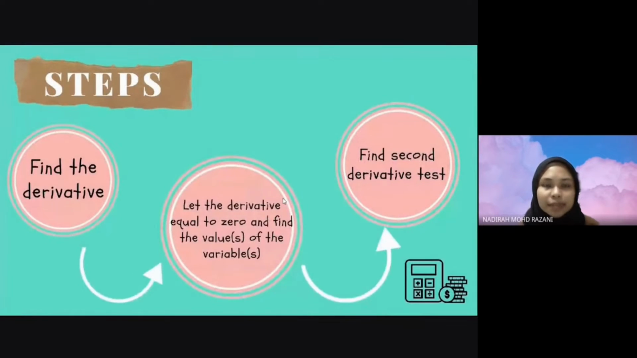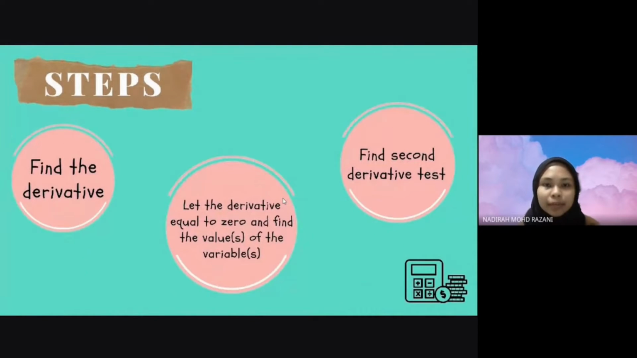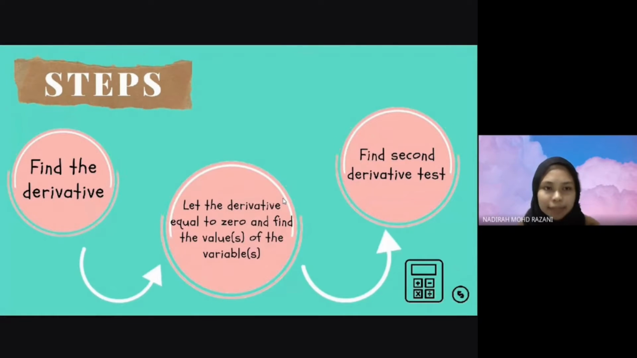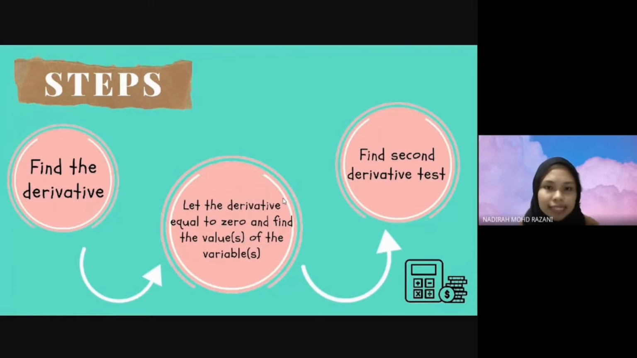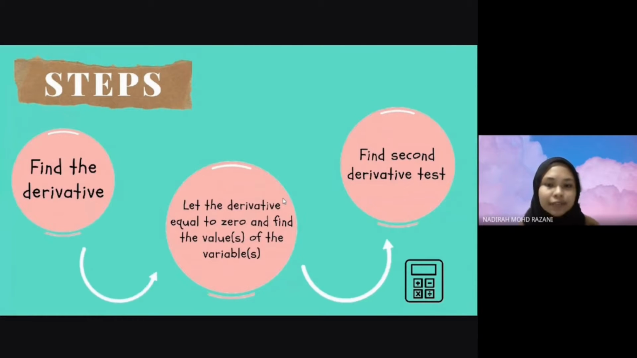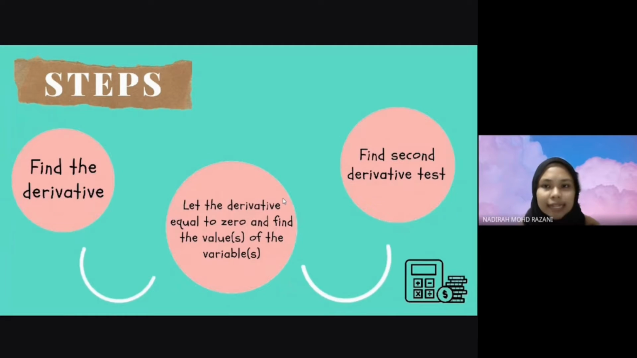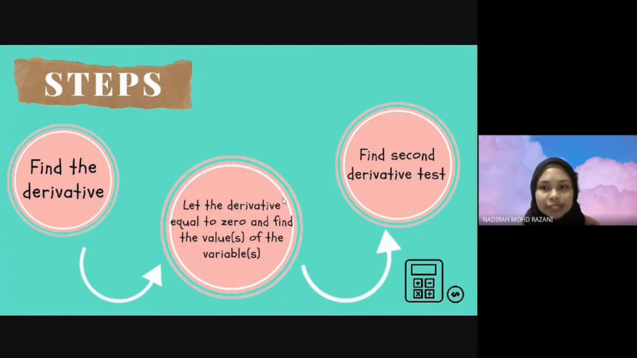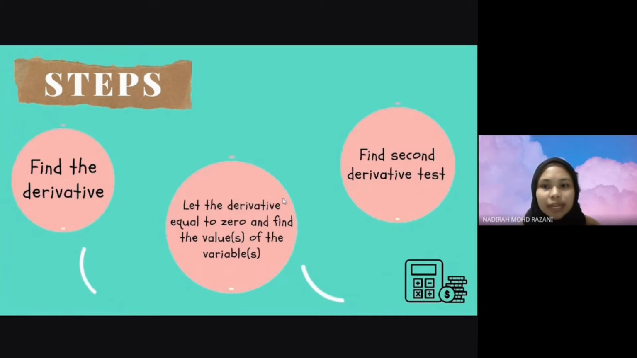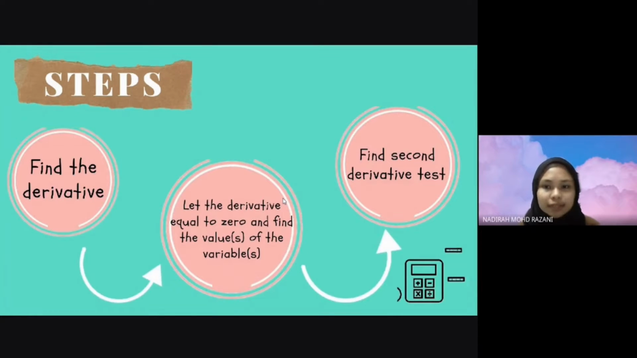There are a few steps in solving maximum and minimum problems. The first step is find the derivative. The second step is let the derivative equal to 0 and find the values of the variables. And the last step is find second derivative test. Okay, now let's look at the question.